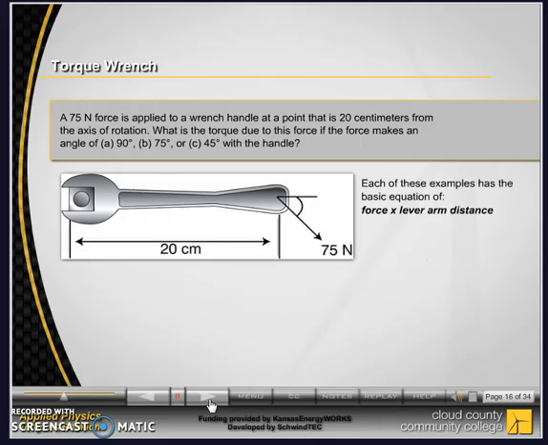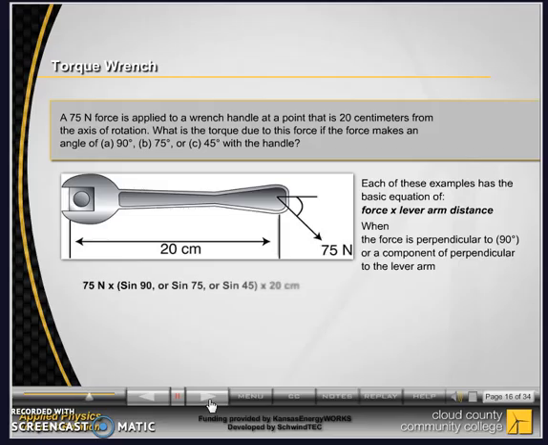Each of these examples has the basic equation of force times lever arm distance when the force is either perpendicular to, or a component of it is perpendicular to, the lever arm. Therefore, you can take the 75 Newton force times sine 90, or sine 75, or sine 45, and multiply that times the 20 centimeters, which will give you a torque in the units of Newton centimeters.